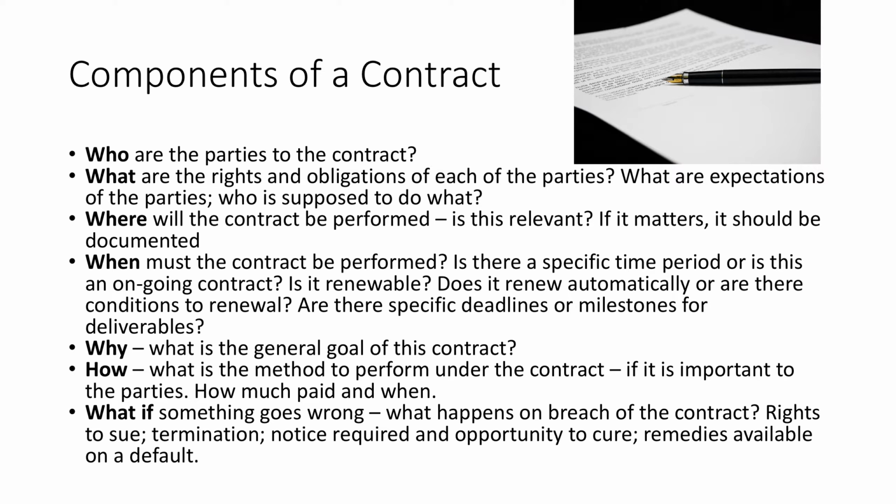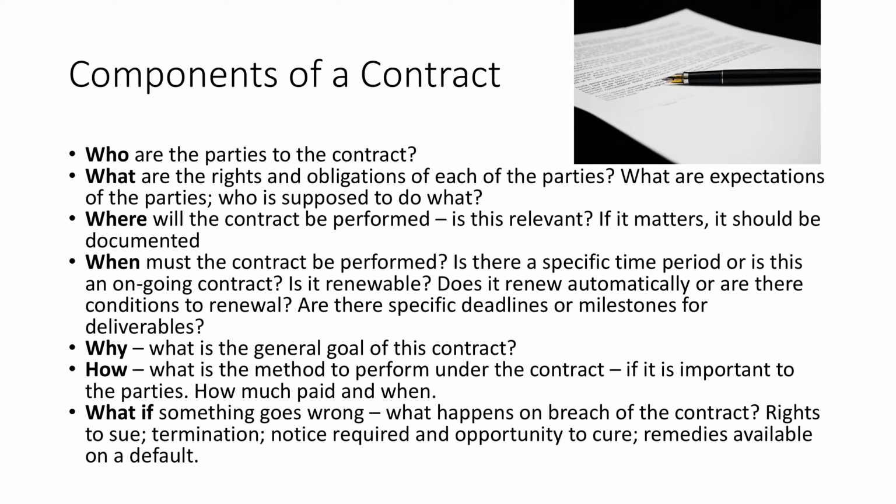It's going to be the terms of the contract. Who's going to go out and fulfill, let's say you're trying to have a contractor come in and paint your house. So the what would be, for example, the paint that's going to be used, the timing for compliance, which will be under the when, the price that's going to be paid for it and so forth. Where will the contract be performed, and is that relevant? And if it matters, it should be in the contract. So for example, in the painting example, obviously the where would be at your house.